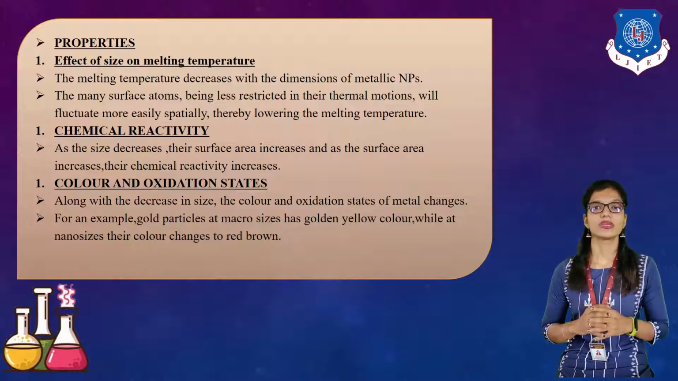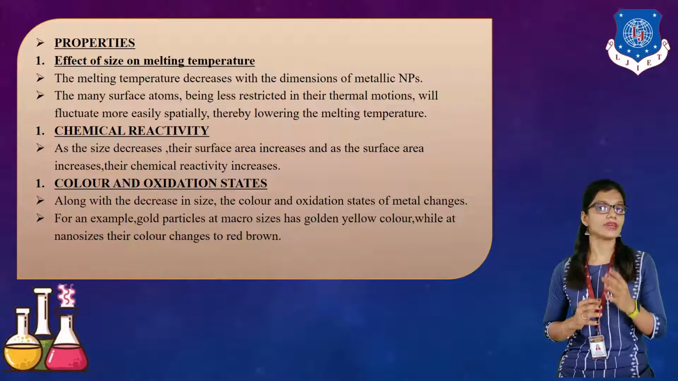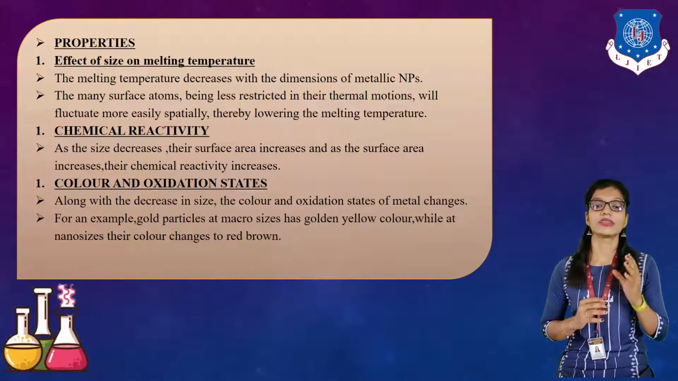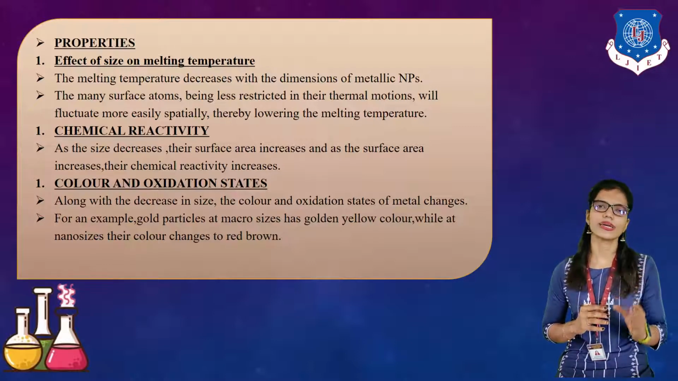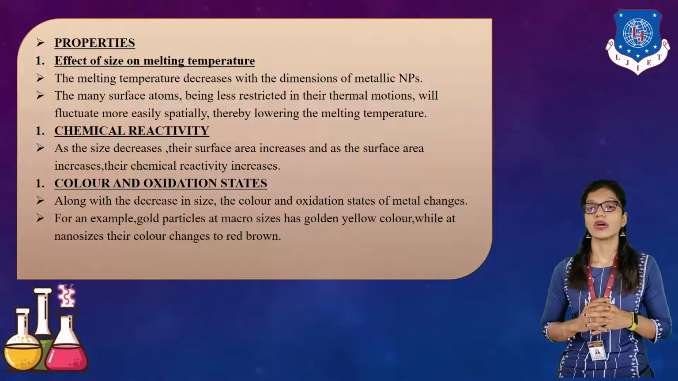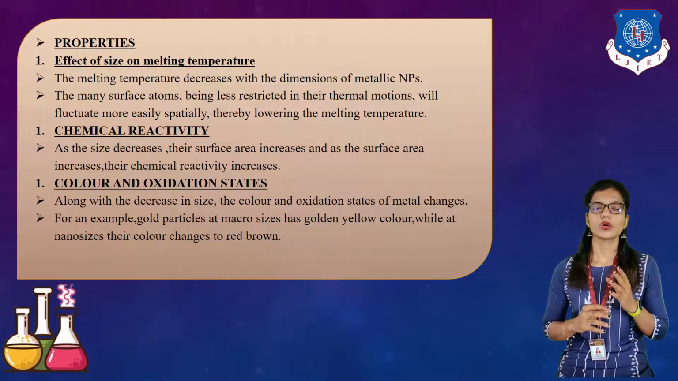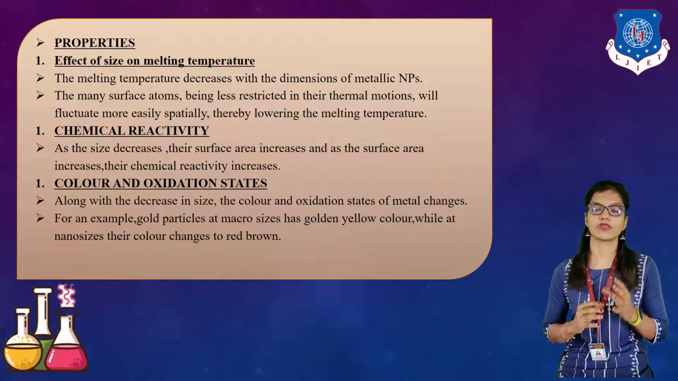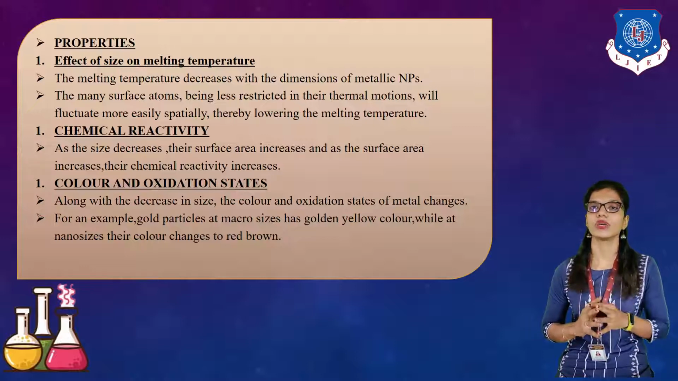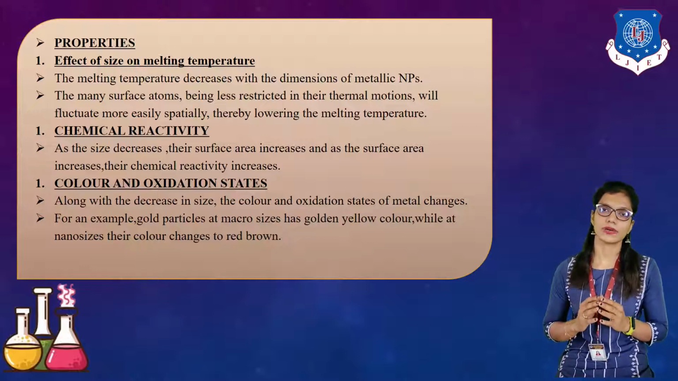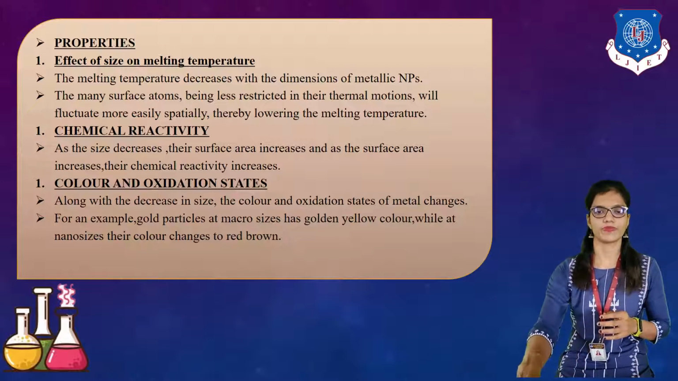Let's look at another property, which is chemical reactivity. As the size decreases, the surface area increases, and as the surface area increases, their chemical reactivity also increases. Another property is color and oxidation states. Along with a decrease in size, the color and oxidation states of the metal change. For example, gold particles at macro sizes have a golden yellow color, while at nano sizes their color changes to red brown. This is a very common and very important example which we need to consider.